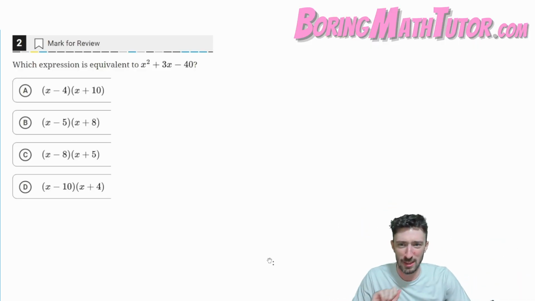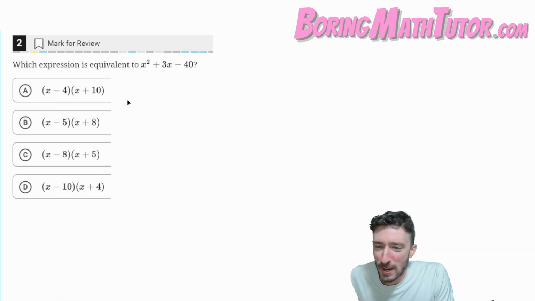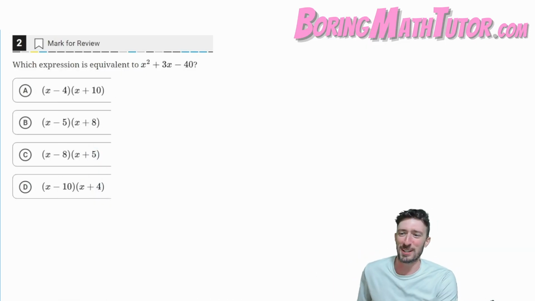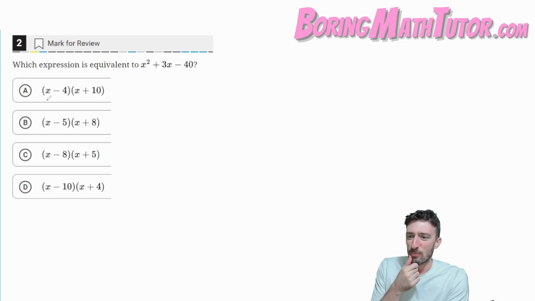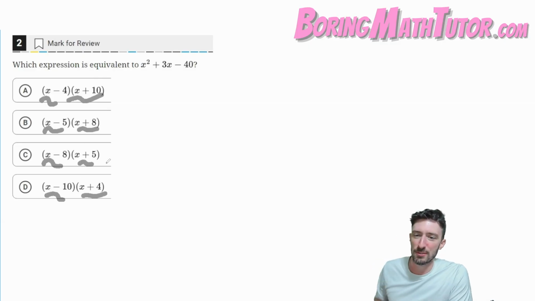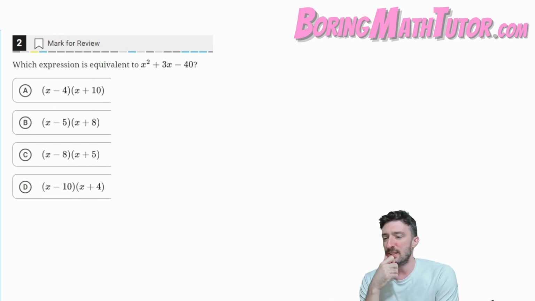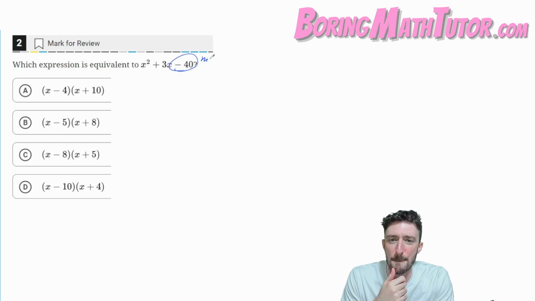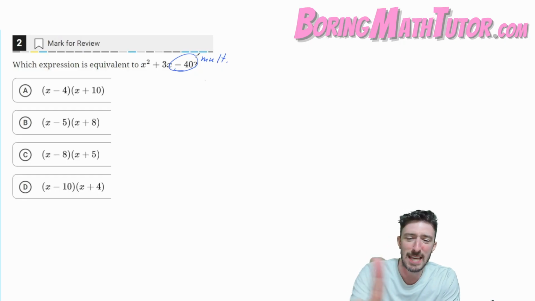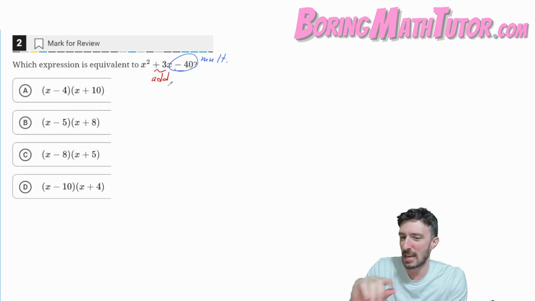We got ourselves number 2 from the official practice test. Number 1 on the Blue Book app. Which expression is equivalent to x squared plus 3x minus 40? Well, we got ourselves a lot of these double bubbles going on. But the key to double bubble is that you need two numbers that multiply together to get you that last number, but they gotta add together to get you the middle.